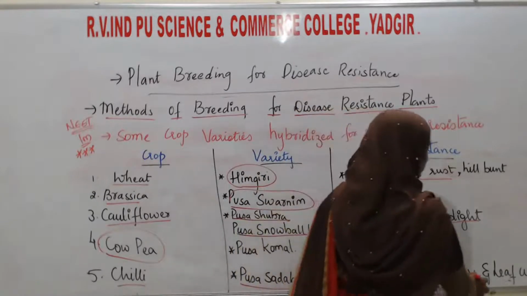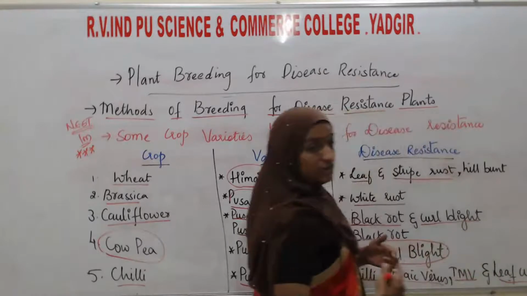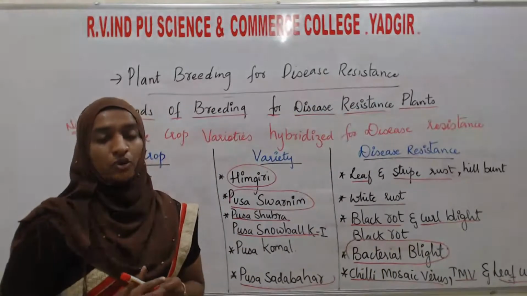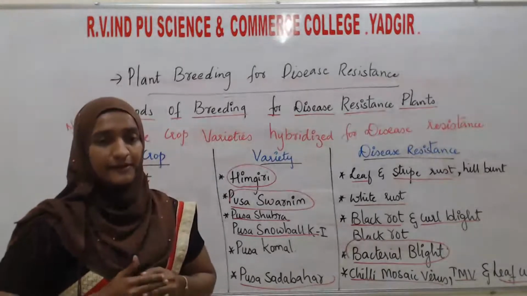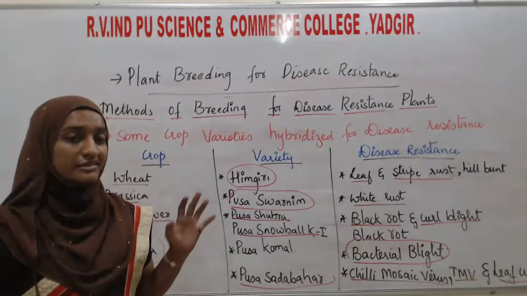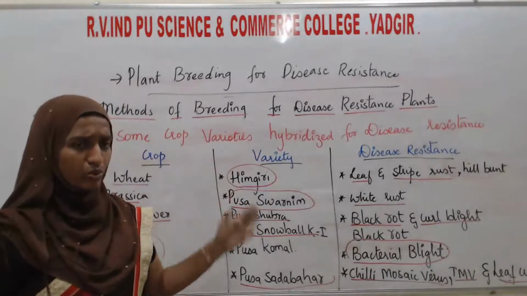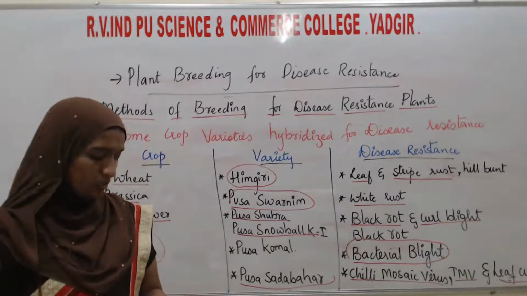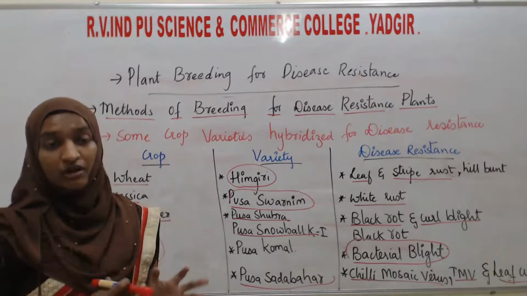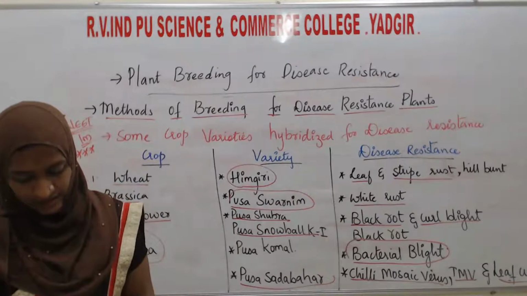Chili mosaic virus, tobacco mosaic virus, and leaf curl. Whichever viruses occur, the leaves of the chili plants are going to be curled. Okay, so this is about some of the disease-resistant varieties of crops that have been developed by the conventional method.